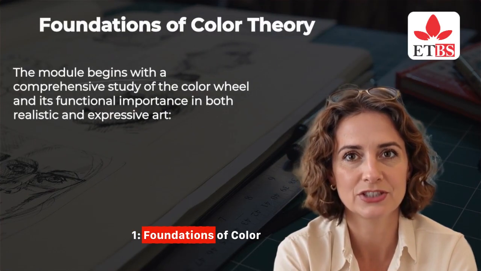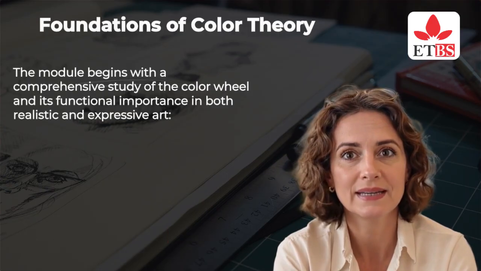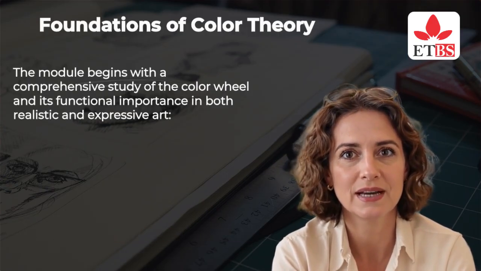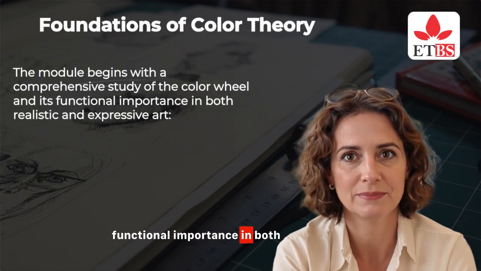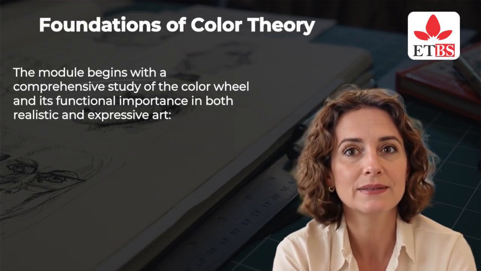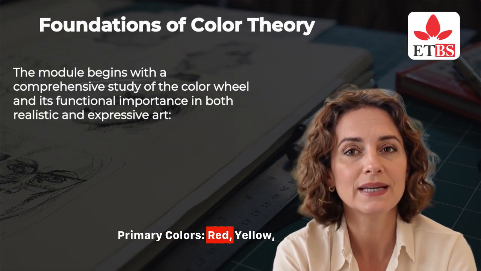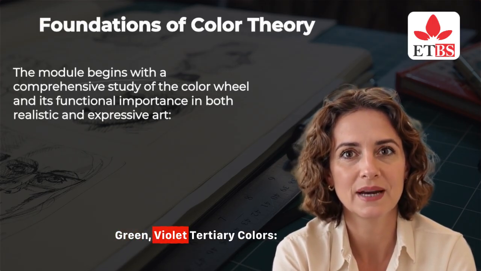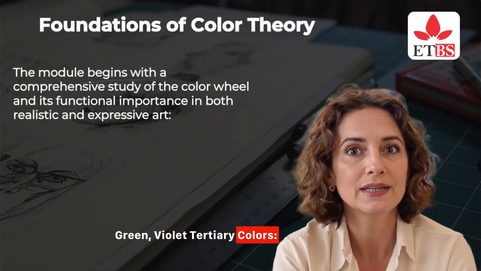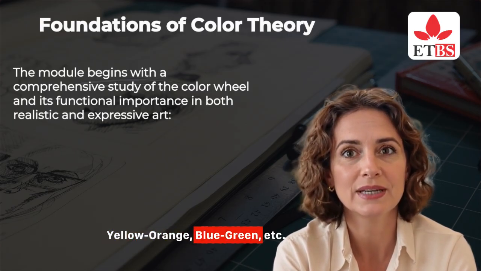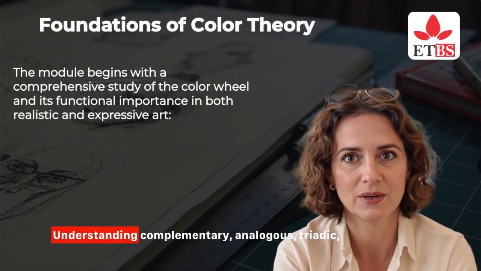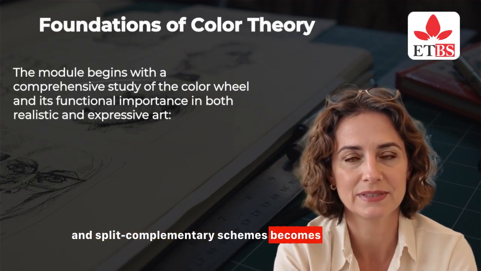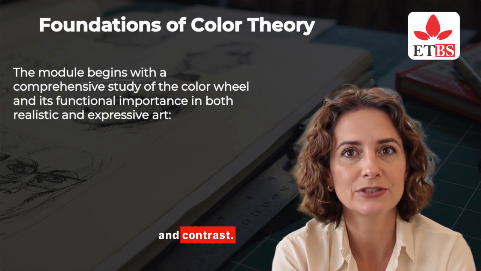1. Foundations of colour theory. A. The colour wheel. The module begins with a comprehensive study of the colour wheel and its functional importance in both realistic and expressive art. Primary colours: red, yellow, blue. Secondary colours: orange, green, violet. Tertiary colours: yellow-orange, blue-green, etc. Understanding complementary, analogous, triadic, and split complementary schemes becomes essential in managing harmony and contrast.